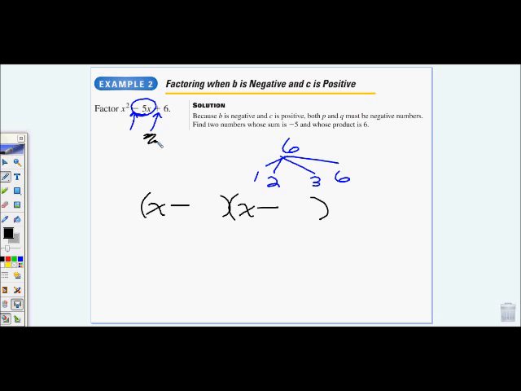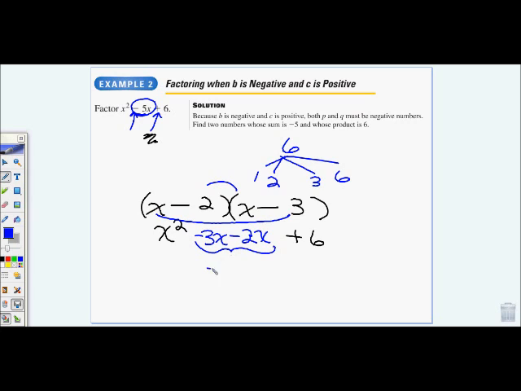So I'm going to have to use my 2 and my 3. That way, if I multiply it out, I'm going to get my x squareds. I'm going to look at my last, they're the easier ones. I'm going to get positive 6. But my middle ones, my outside and my inside, I would have a negative 3x and a negative 2x. That would give me my negative 5x.